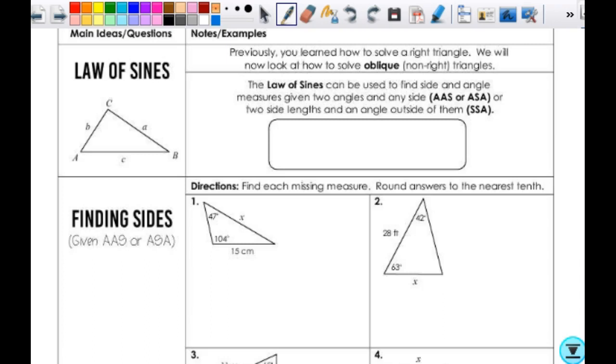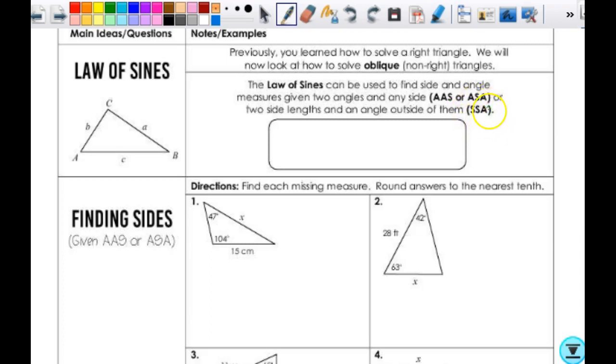You learned how to prove triangles were congruent in geometry as well. A couple of your congruence postulates were angle, side, angle, angle, angle, side, and angle, side, angle. Remember having to do that? We're not proving them congruent here, but basically you have to have that setup, meaning any two angles and a side, whether the side is included or not included, or two side lengths and an angle outside of them, this SSA.